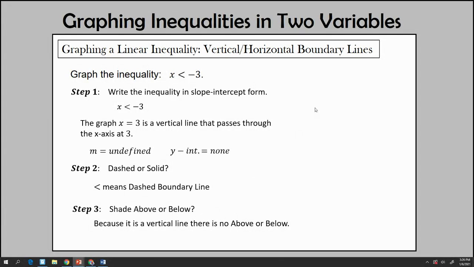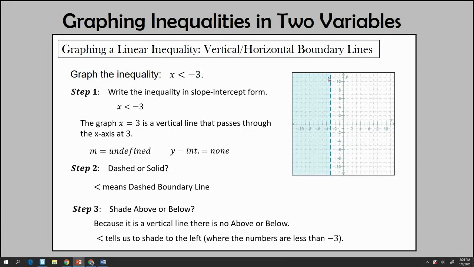So we've got to look at it as the less than is going to tell us to shade to the left, because the numbers that are less than -3 are the ones to the left on the x-axis. So I'm going to wind up shading to the left here rather than above or below. Okay, let's take a look at what we're saying.